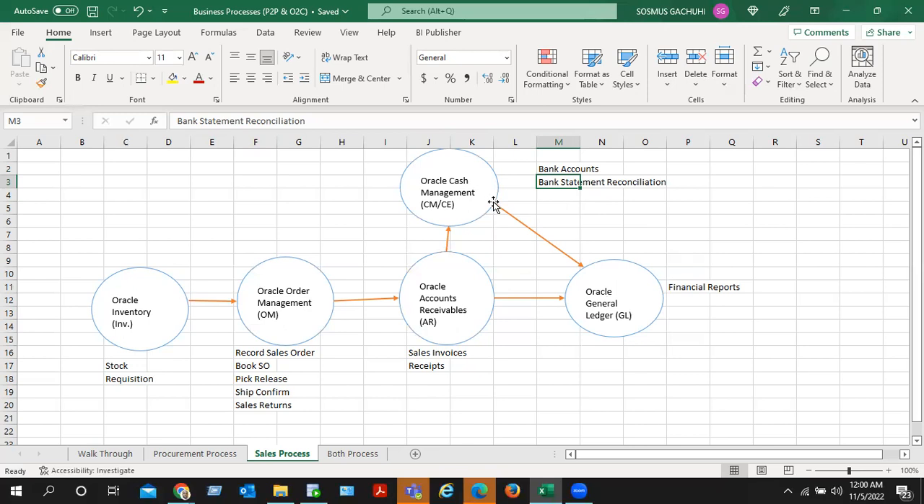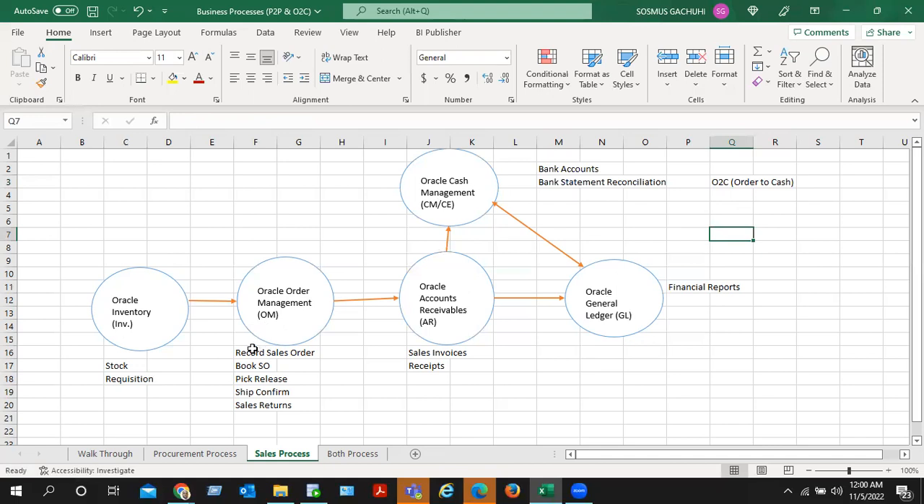Through that, all this information will flow to the Oracle General Ledger application, whereby this department will use this application to produce financial reports. That's about the process of selling. We usually refer to it as O2C, and O2C stands for order to cash.